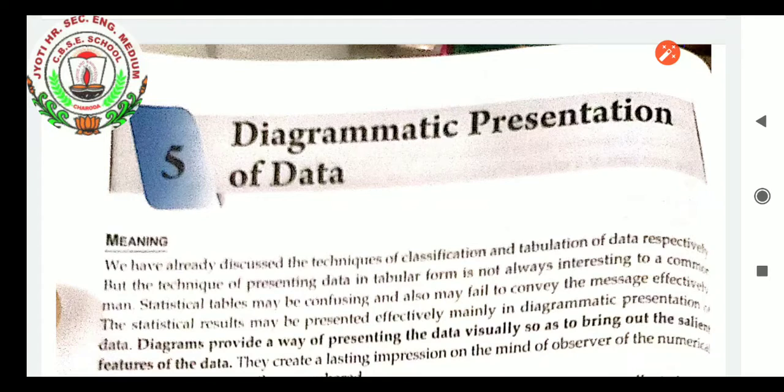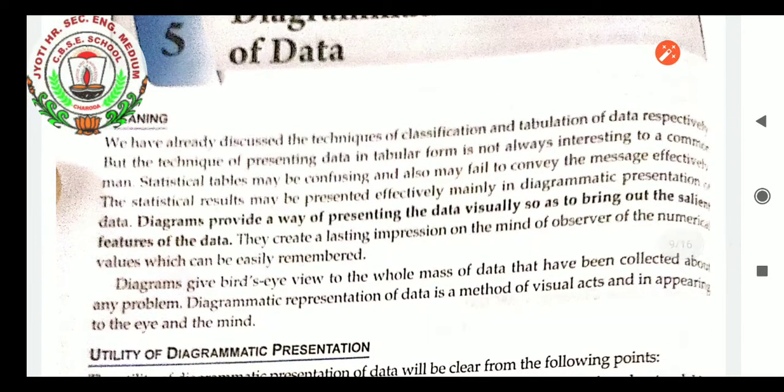Diagrammatic presentation of data is nothing difficult, student. When you have classified the data into tabular form, the tabular data can be converted into diagrammatic form so that more audience can understand easily. Diagrammatic information can be explained to unknown people also.